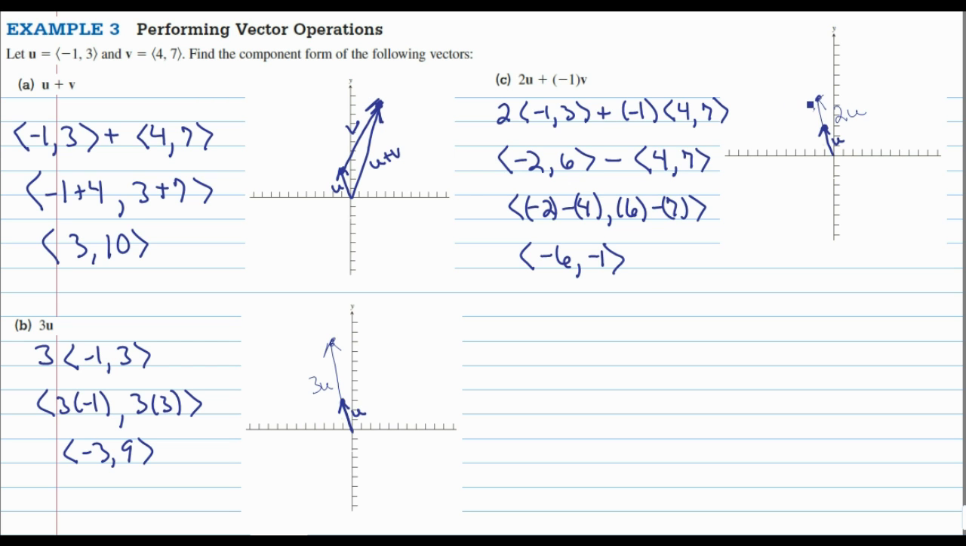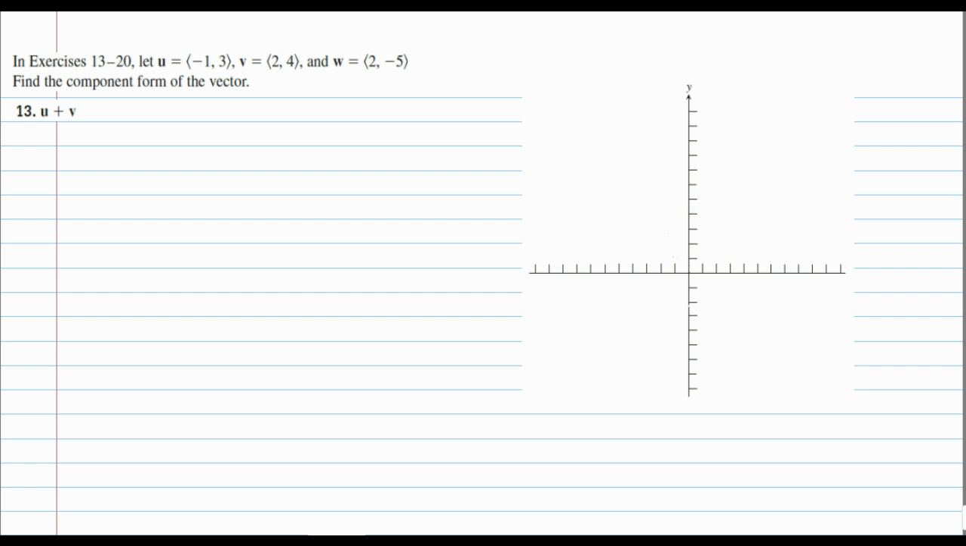Now from there, I'm going to subtract the vector v. So instead of going right 4 and up 7, I'm going to go left 4 and down 7 from the head of the 2u vector. And then my resulting vector from the origin to my ending point will be 2u minus v, the vector -6, -1. Now try problem number 13.